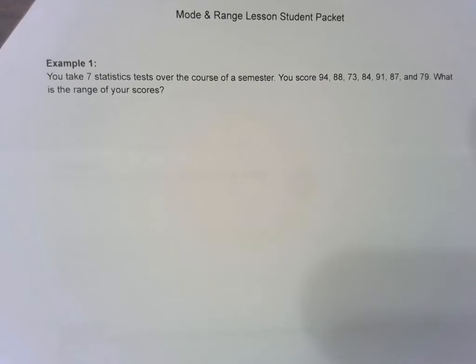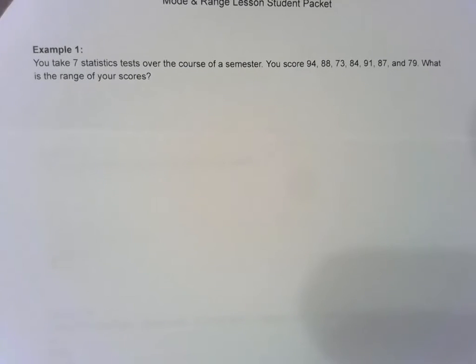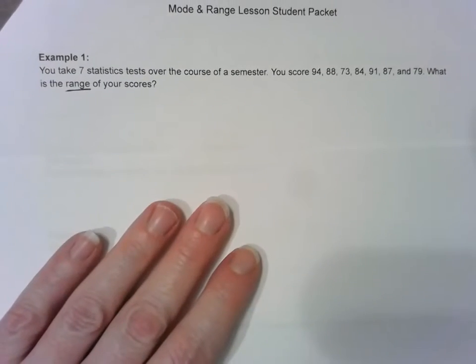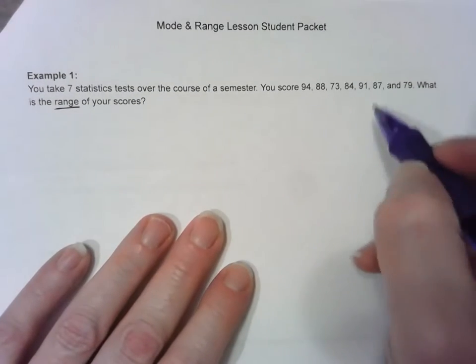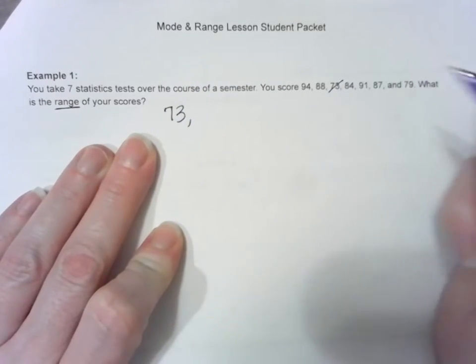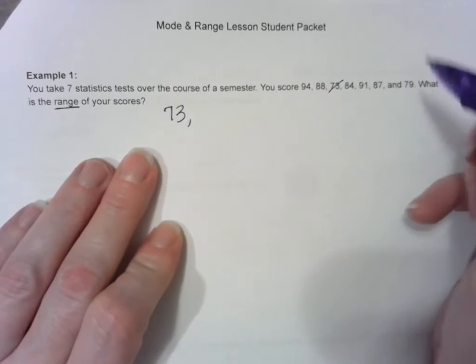So example 1. You take 7 statistics tests over the course of a semester. You score 94, 88, 73, 84, 91, 87, and 79. What is the range of your scores? So, step 1, put those in numerical order. So you're going to want to find the smallest value, which is 73 in this case. And again, I'm crossing them out so I know I've got them all.